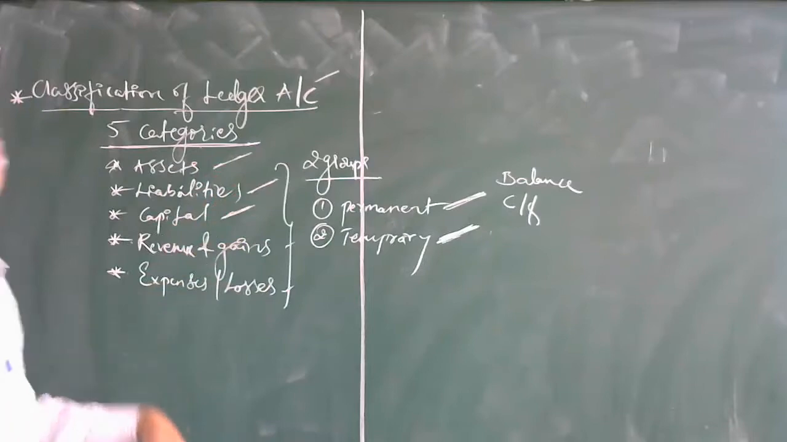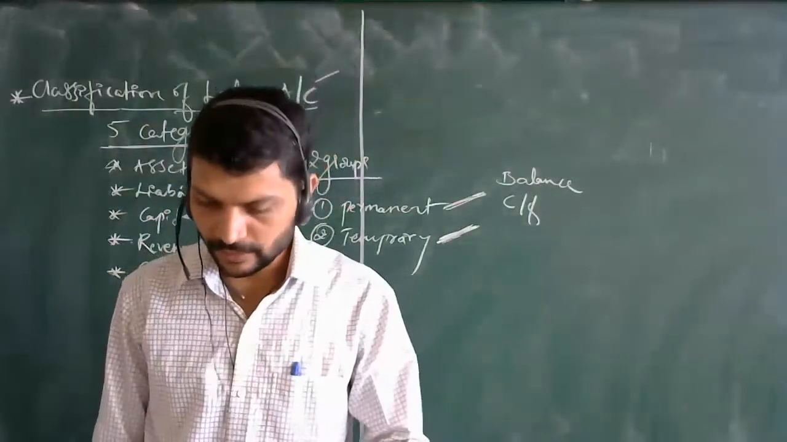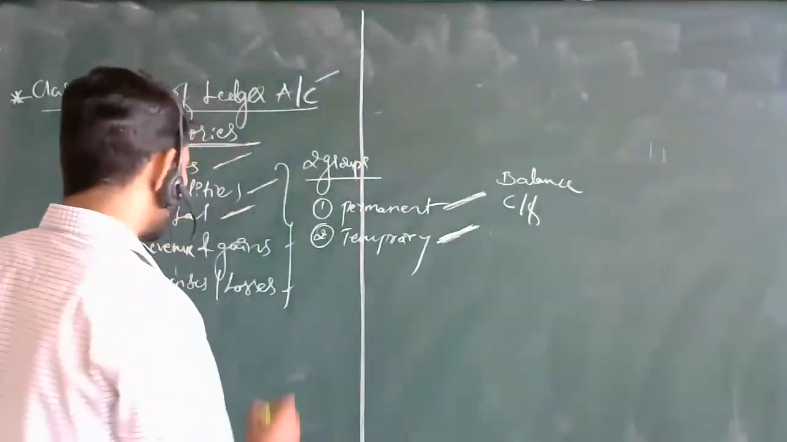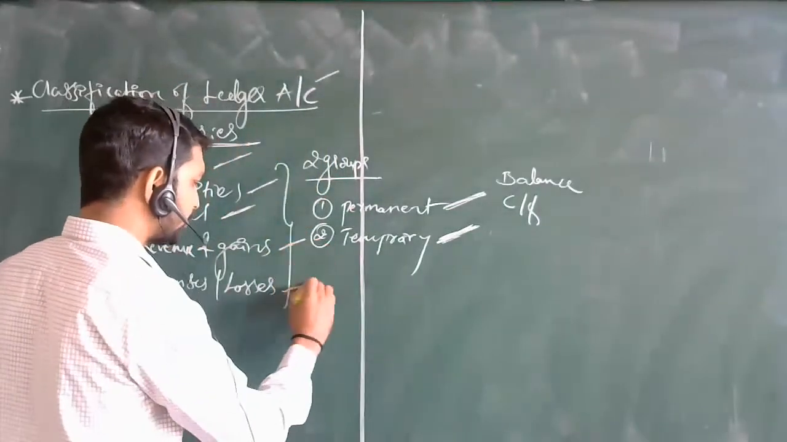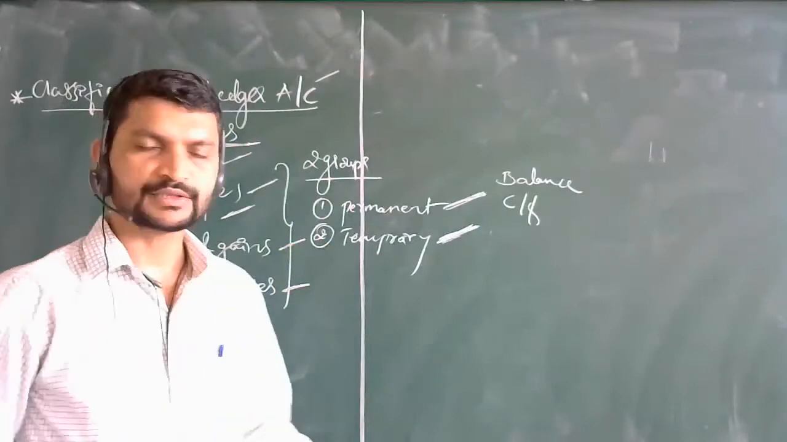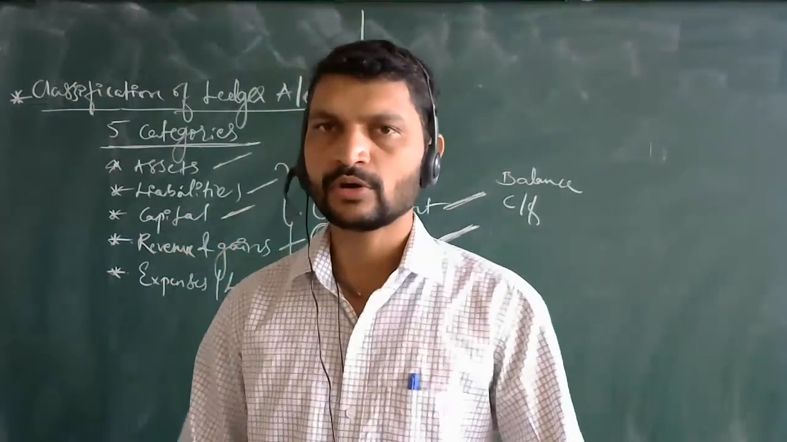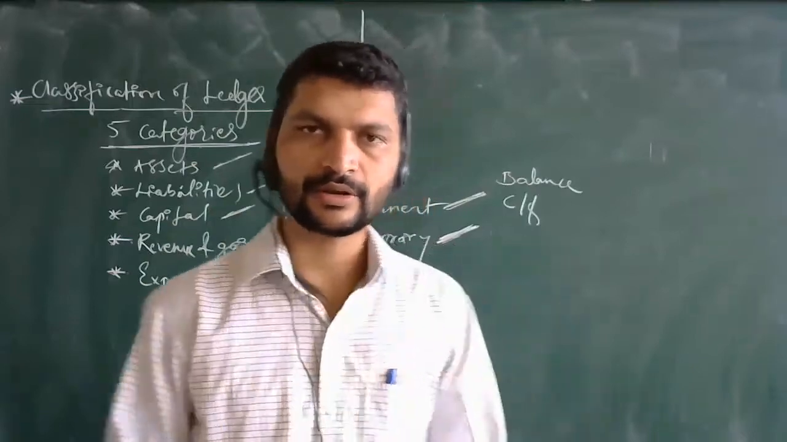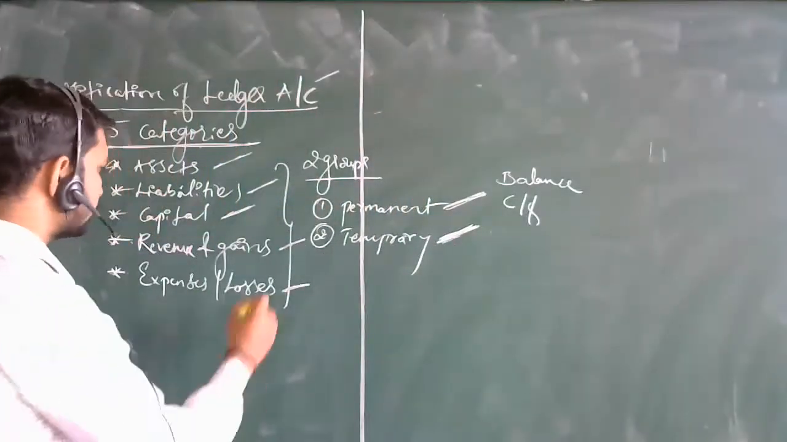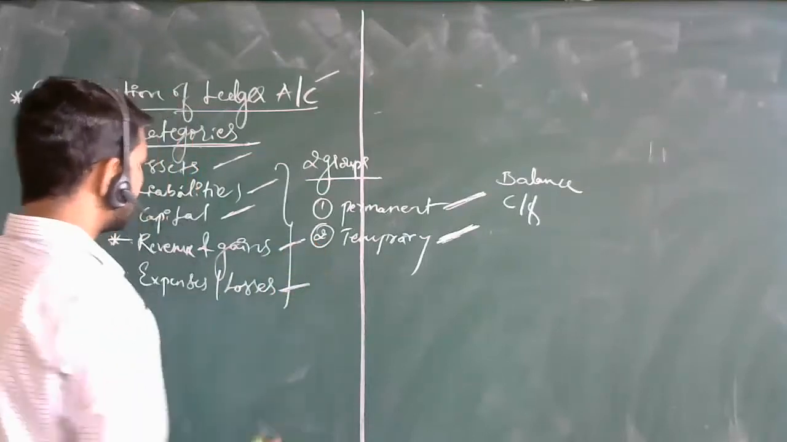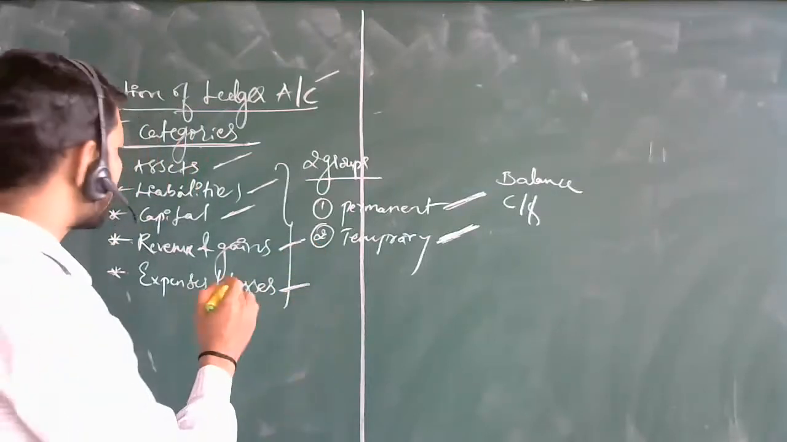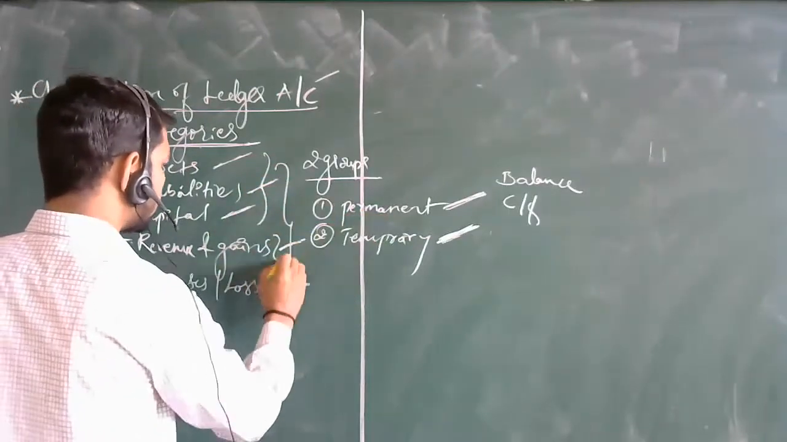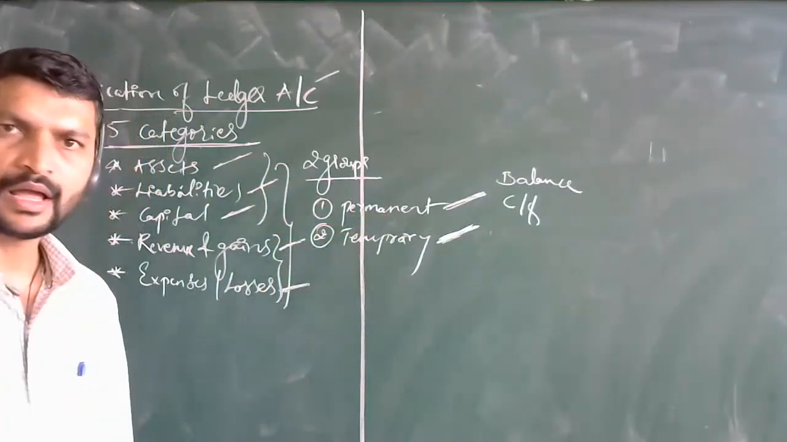Okay, then the next one: revenue and expenses accounts are temporary. Obviously, whatever revenue you are getting will be temporary. You are not going to get the same, or get extra daily, or more or less. The things will be going on in these two accounts. So now, how the groups are made: these three are permanent, and these two are temporary accounts.